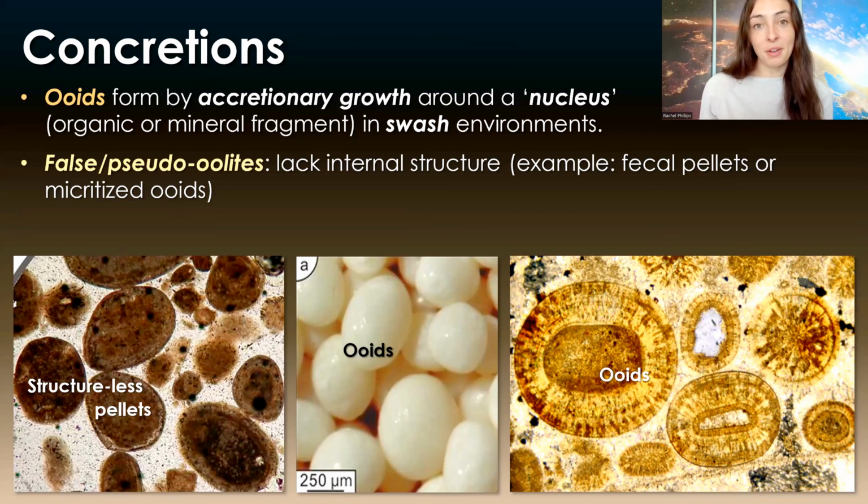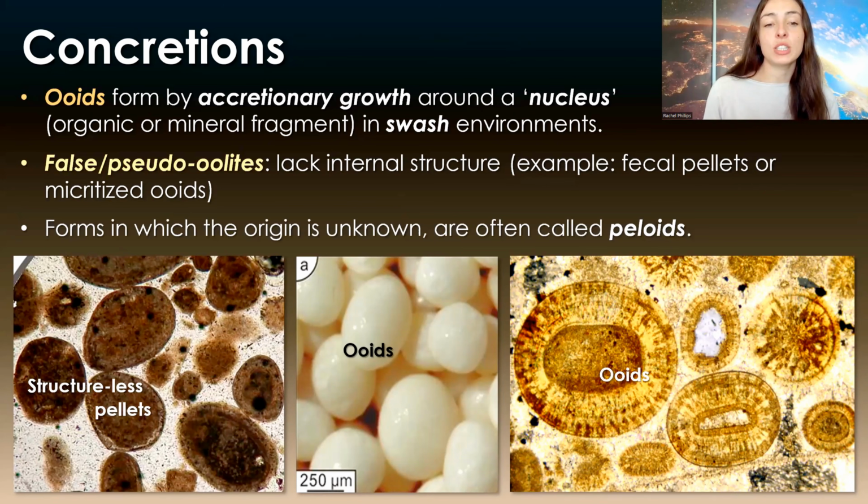So those are technically fossils. And forms in which the origin is unknown are often called peloids. I think I said the peloids are the larger version of ooids. That's actually pisoids with an S, not an L. My bad. Peloid is when the origin of that little round ball is unknown.